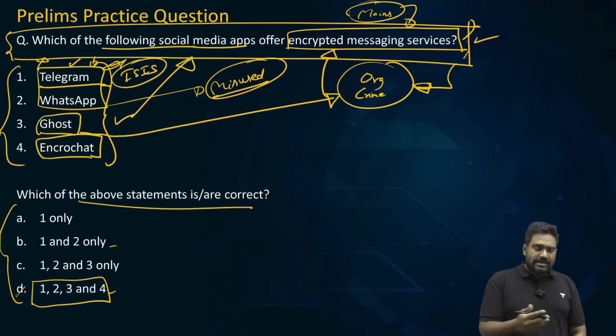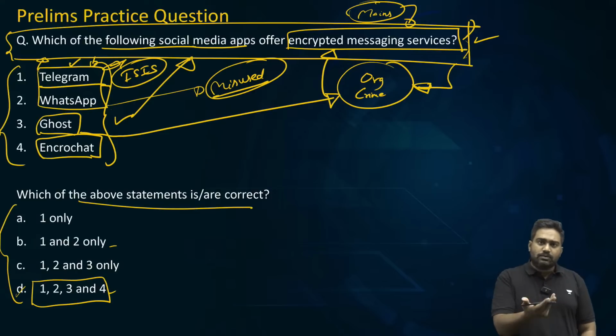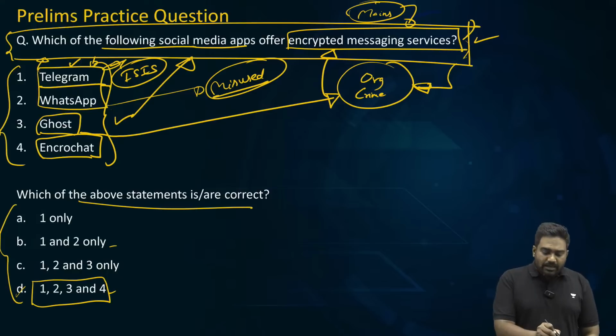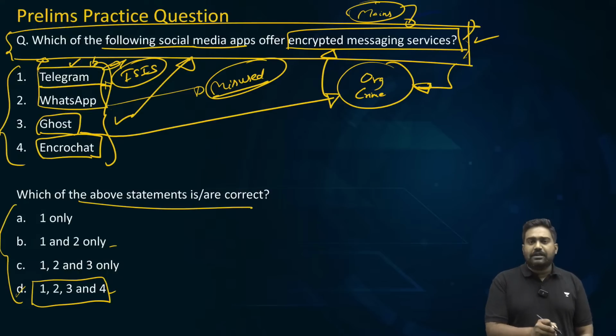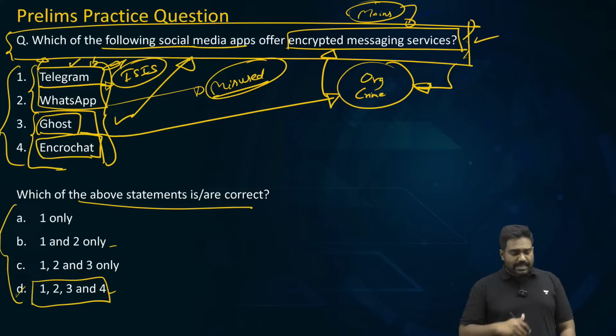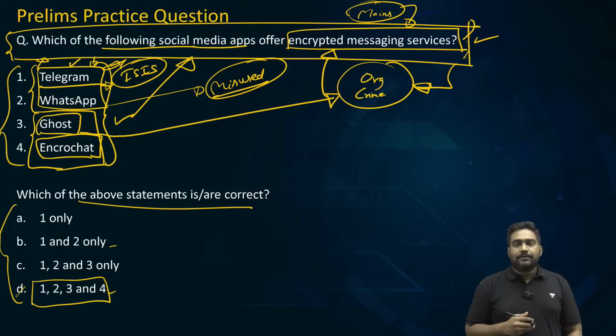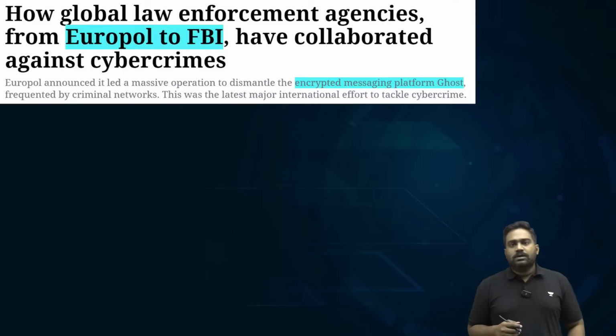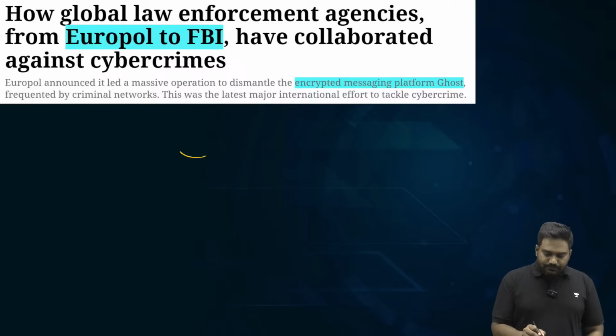That's why many countries are acting against Telegram, right? Recently, the founder of Telegram was arrested in France. Many criminal organizations involved in drug trafficking, arms trafficking, in circulating child pornography, all such criminal cartels operate on Telegram, WhatsApp as well, but they use even more sophisticated encrypting messaging services like Ghost and EncroChat. So let's understand how countries are tackling this menace.